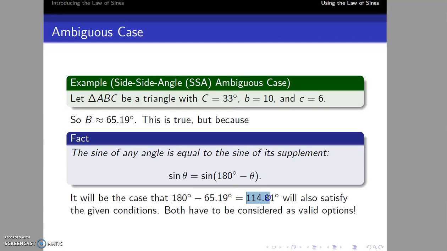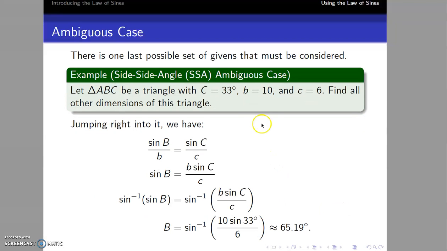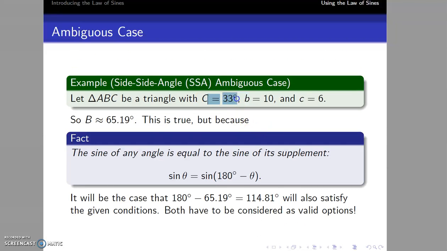You have to use both until you can discern that one or either of them is somehow not viable. And that might be the case if this supplement had somehow blown past the budget of allowable interior angles, right? Because I have 33 degrees spoken for in angle C. So if this supplementary angle here had been, say, 157 degrees, which obviously it's not, but had it been, then I know I could have thrown that solution out because 157 plus 33 is already over 180 degrees. But 114.81 and 33 degrees, that comes together to still be less than 180. 65.19 degrees is viable, 114.81 degrees is viable, and we have to treat both accordingly.